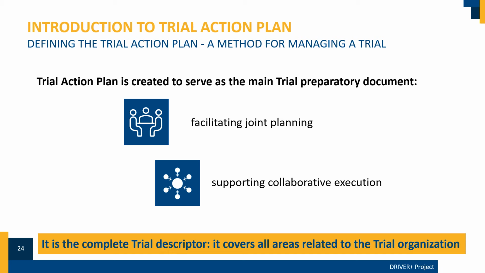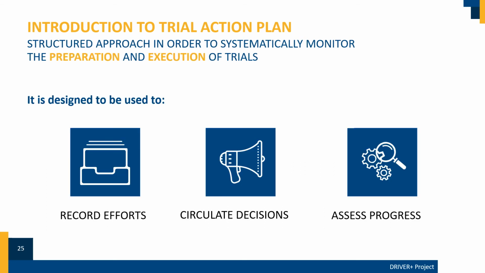It is fully in line with trial guidance methodology, but it goes beyond that, covering also all logistical and organizational aspects. Its primary aim is to serve as a complete description of your trial setup, clear and concise and reflecting the current progress, no matter if you are organizing a big or a small trial. It is structured in order to simplify the preparatory activities and to facilitate transparency in dividing the responsibilities. By its design, it allows you to collect and record efforts, helps with circulating the decisions by simply referring to chapters, and to assess progress by controlling the TAP's overall completion.